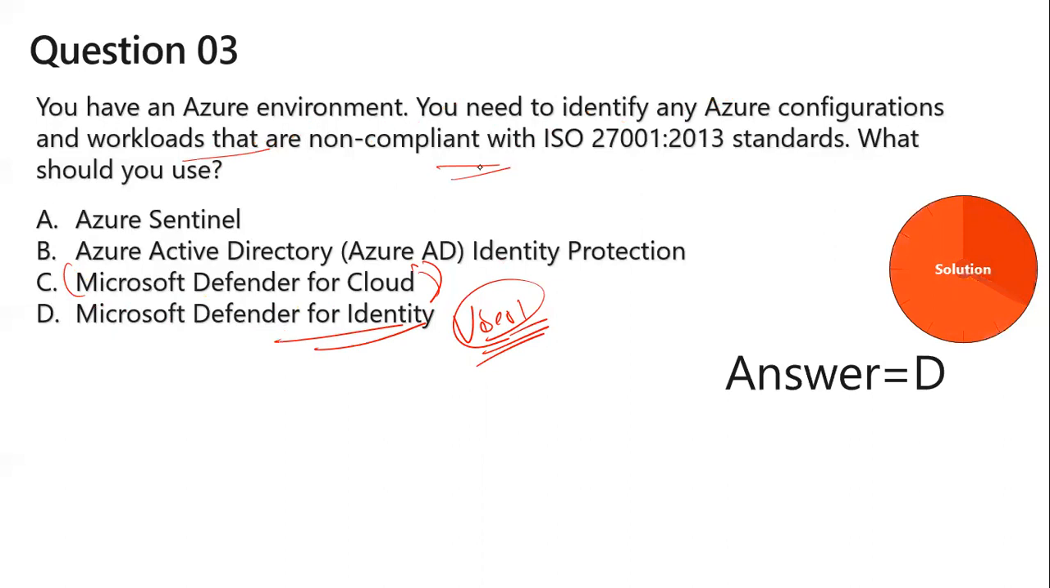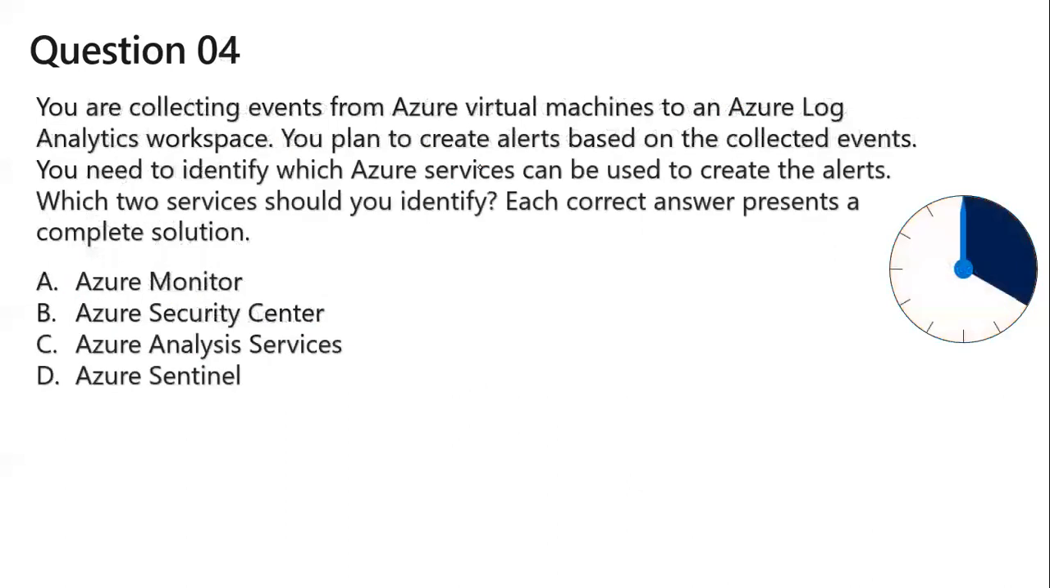That's okay. Moving ahead with question number 4: you are collecting events from an Azure Virtual Machine to an Azure Log Analytics workspace. You want to create alerts based on the collected events. You need to identify which Azure service can be used to create the alert. Which two services should you identify? Azure Monitor, Azure Security Center, Azure Analysis Services, or Azure Sentinel? So what is the correct answer?